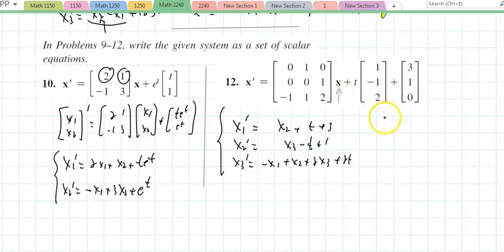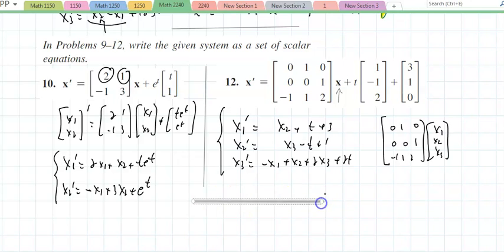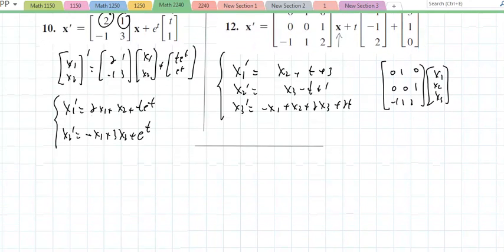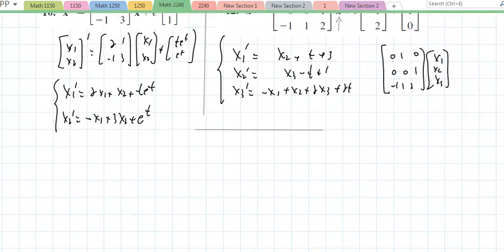This is again saying 0, 1, 0, 0, 0, 1, negative 1, 1, 2, and that is x1, x2, x3. And you could figure out kind of how we're doing this. Once you get the hang of this, it's not that bad. You could move forward and backwards. Of course, moving back turns out to be taking a differential equation and transforming that into a normal system is a bit more work.